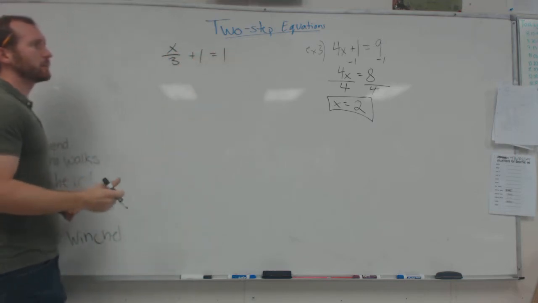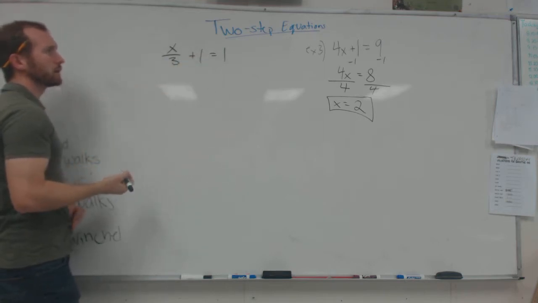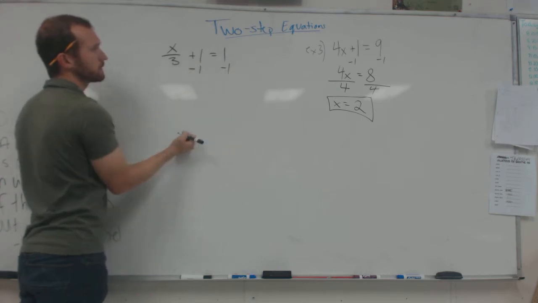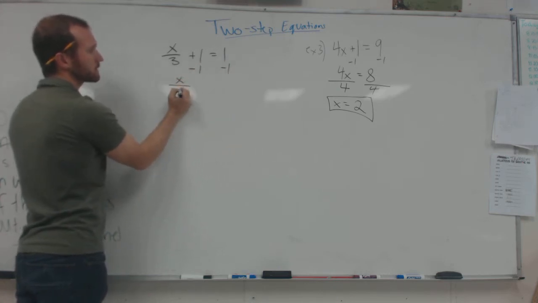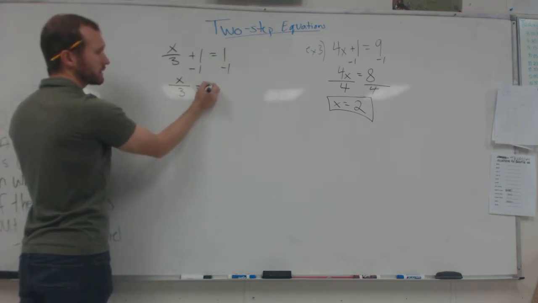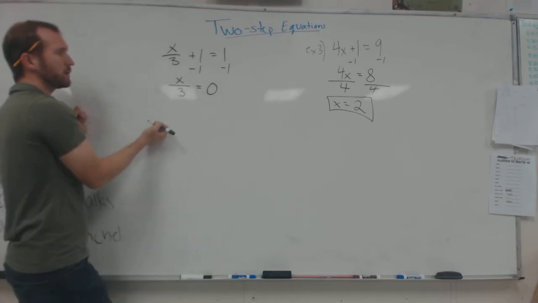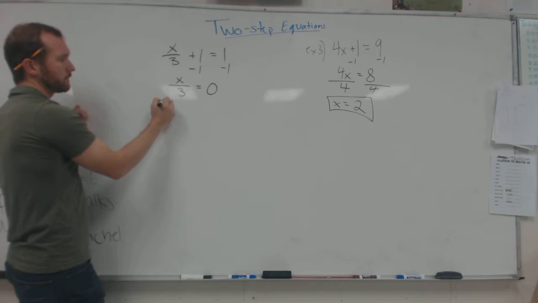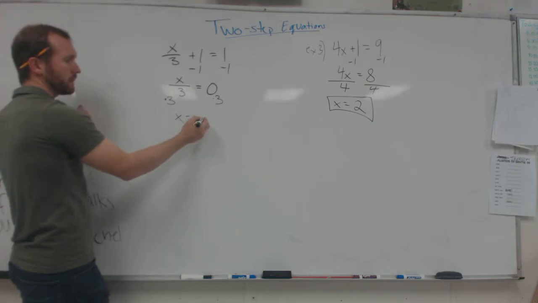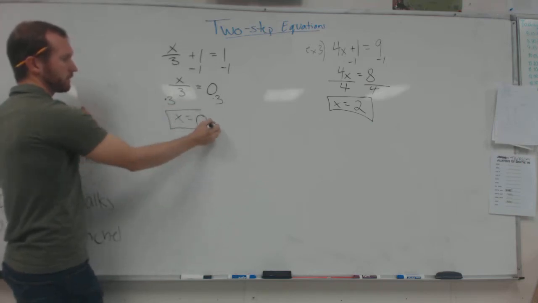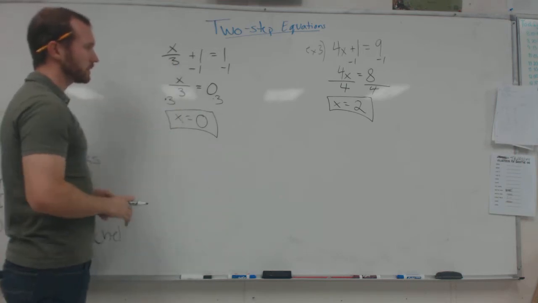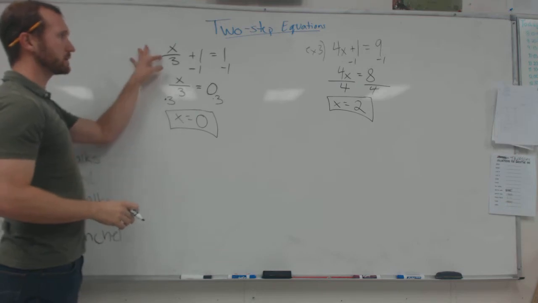Like let's look at this one. x over 3 plus 1 equals 1. First step, subtract 1 from both sides. We have x over 3 equals 1 minus 1, which is 0. Now what am I going to do to get x all alone? You have to multiply by 3. So x would be 0 times 3, which is 0. Not too hard. Just remembering that multiplication and division are opposites. Remembering this means divided by 3.